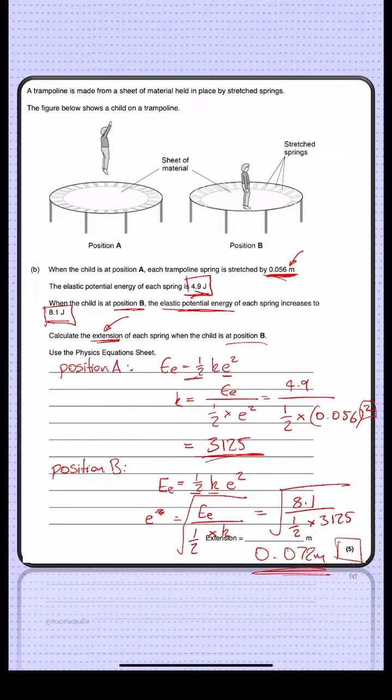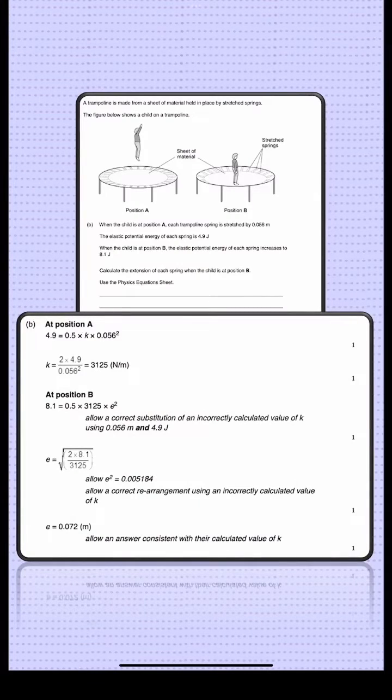If you're trying it out, try putting it in the calculator and see if you can get that. Let me explain that again. Our first step is to find the spring constant. We rearrange the equation to make spring constant the subject, and then we sub in all our numbers. Remember to square the 0.056. That gives us 3,125 newtons per meter. Then you can put it into the same equation again at position B, and that will give you 0.072 meters.